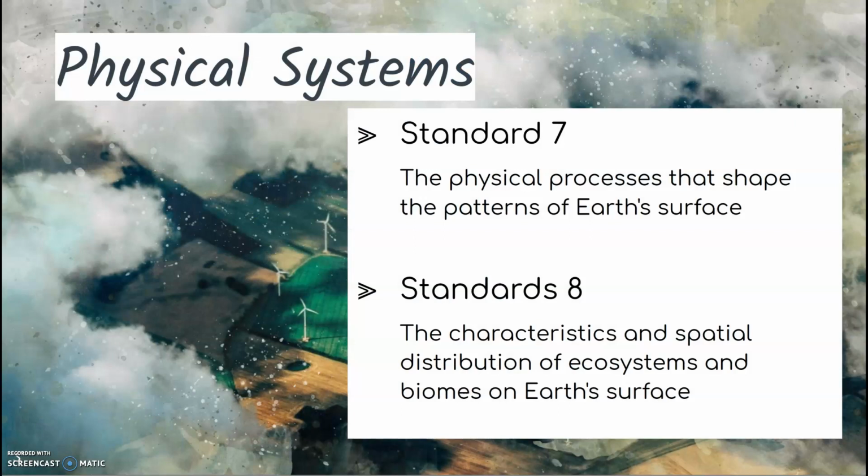Our next set of standards belong to the physical systems grouping, and standard 7 is the physical processes that shape the patterns of the Earth's surface. And with that, it's understanding the 4 components of the physical systems, which include the atmosphere, biosphere, hydrosphere, and the lithosphere. Standard 8 is the characteristics and spatial distribution of ecosystems and biomes on Earth's surface.